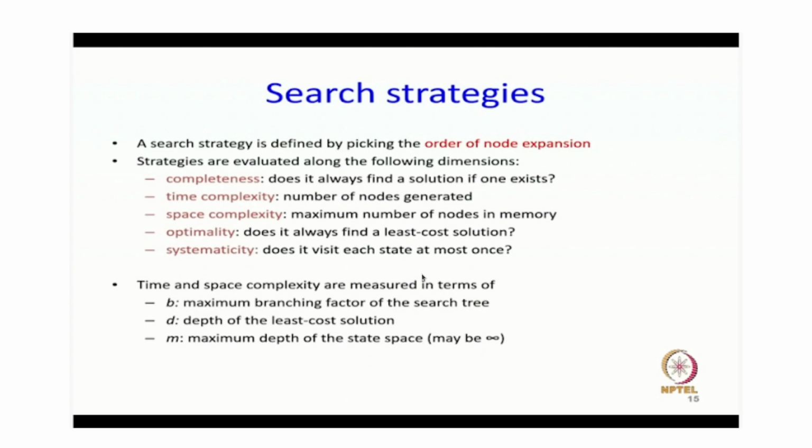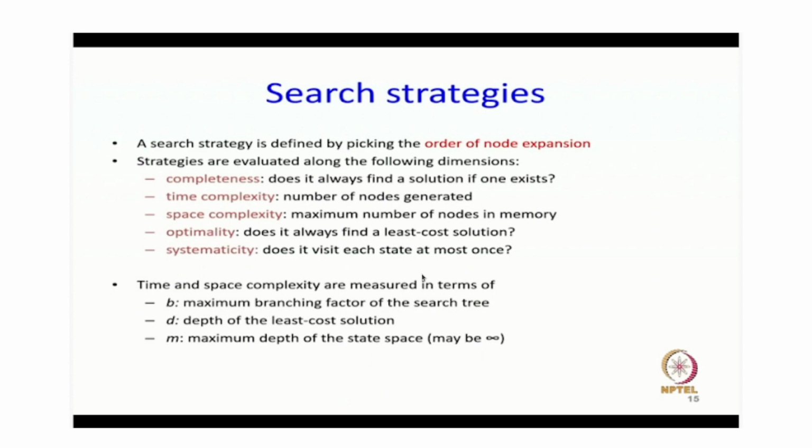Optimality: does it always find a least cost solution? This is something tricky. What does optimality mean? It finds some solution every time given a scenario, but does it find the optimal path, if some cost is associated with each transition from one node to another? Is it taking the optimal path? This is the meaning of this parameter. Systematicity: does it visit each state at most once? Is it also visiting one node more than once or not? If it visits each node at most once, it is known as systematicity, right?